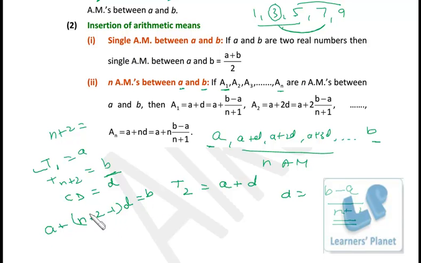Here A is the first term and we know the formula A plus (n minus 1) d for the nth term, right? So for the n plus 2th term, n will be replaced by n plus 2. So A plus (n plus 2 minus 1) d is equal to B. So d can be calculated as (B minus A) upon (n plus 1), right? So the second term will be A plus d, put the value of d as over here. Similarly, the third term will be A plus 2d, put in this value of d. And similarly, you can find the arithmetic means between A and B.